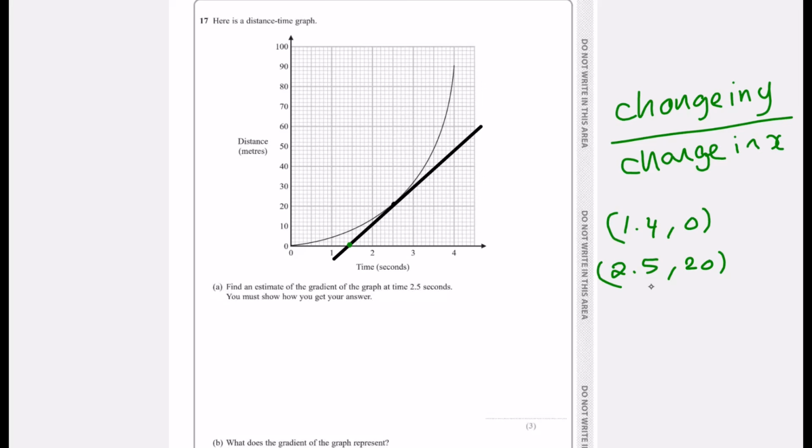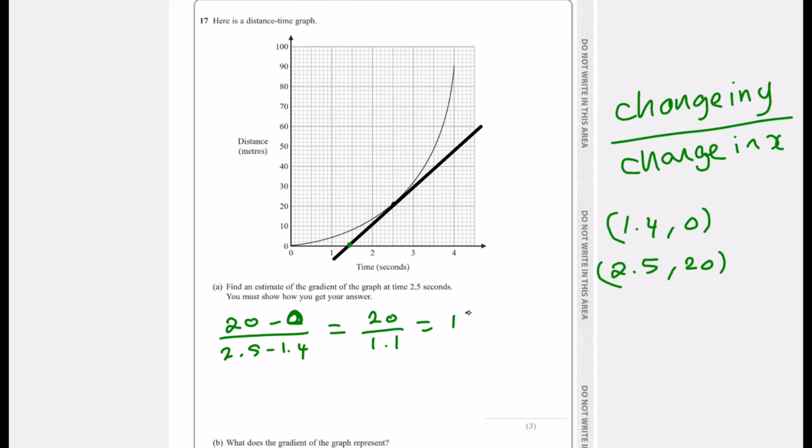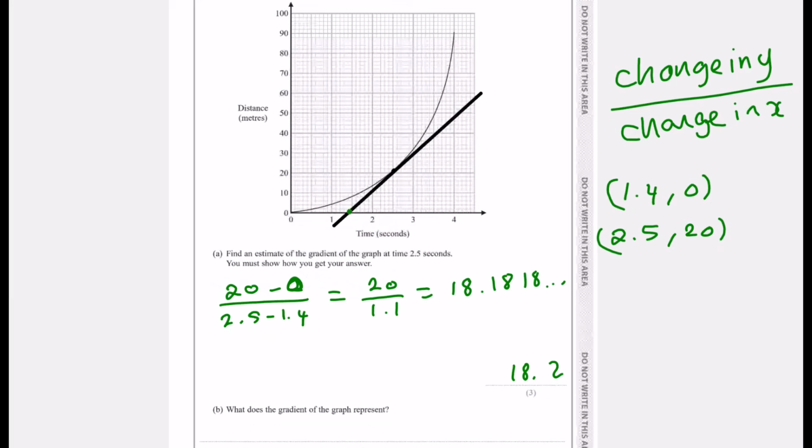So the change in the y's. So 20 take away nothing. 20 take away nothing. Change in the x's. 2.5 take away 1.4. So it's 20 over 1.1. There'll be a range of acceptable answers. I've got 18.18 and so on. But 18.2. There'll be a range of acceptable answers. Everyone's tangent will be slightly different, but something in that area.